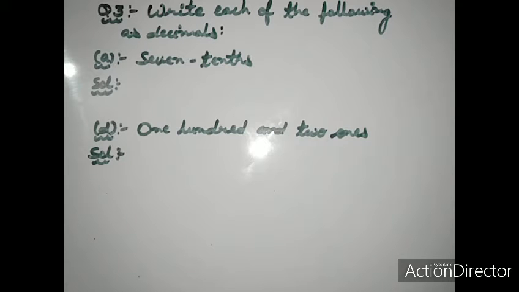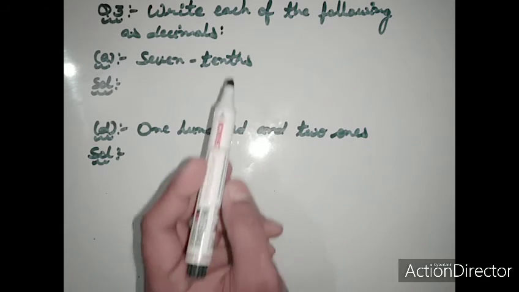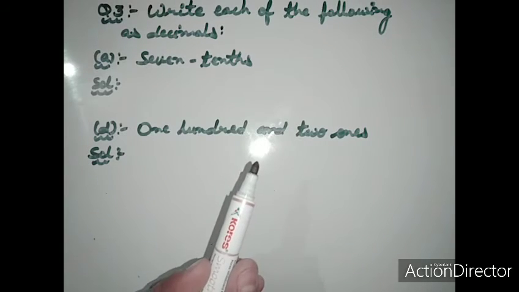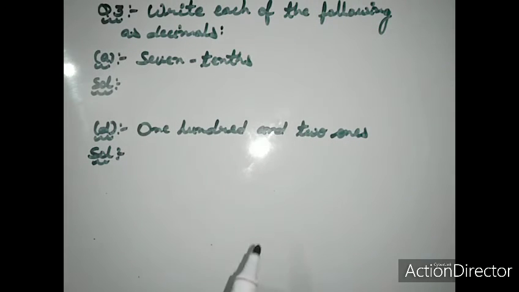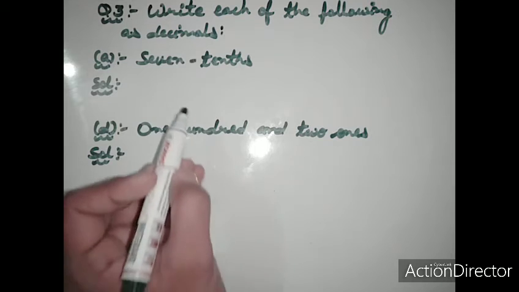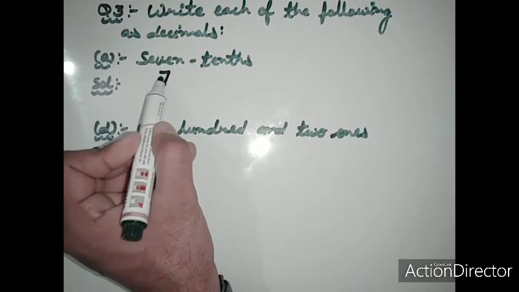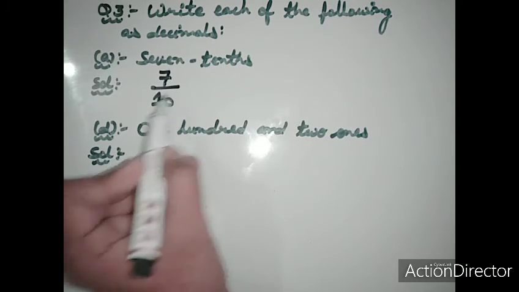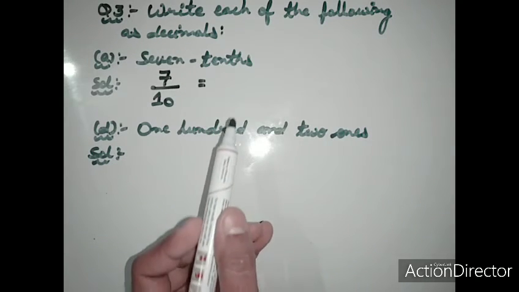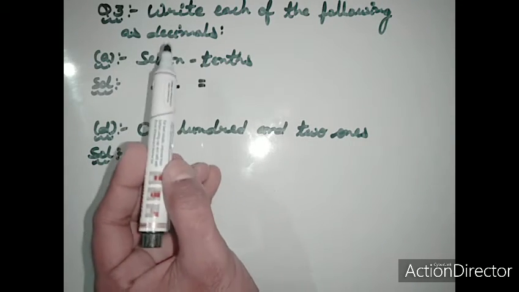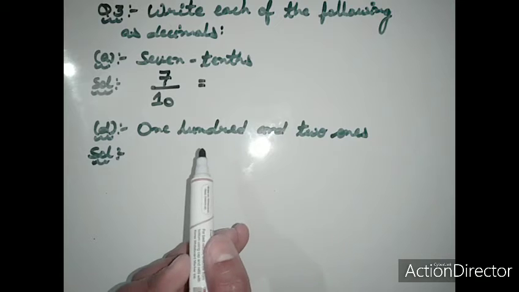Now after that, here we solve question number 3. And the question is, write each of the following as decimals. So how we write 7 tenths? It means 7 in a tens place. So we write 7 upon 10, right? As a fraction.